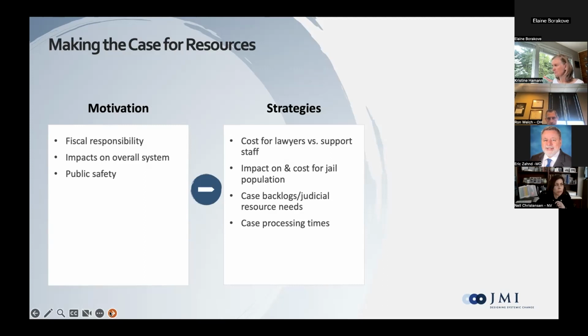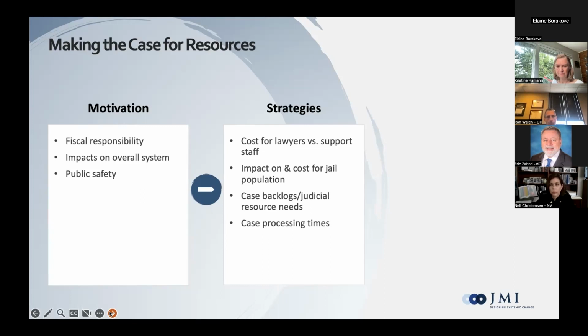Looking at case backlog coming out of COVID, lots of jurisdictions have huge case backlogs, and judicial resource needs are impacted. So you can make the argument that, by resourcing the prosecutor's office appropriately, you can reduce the burden on the courts and help reduce those backlogs.